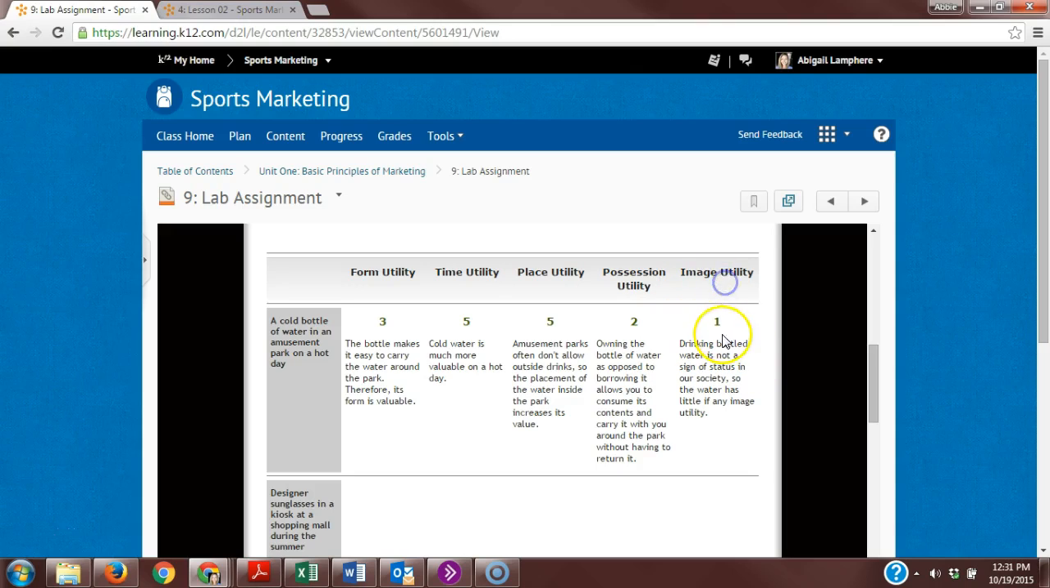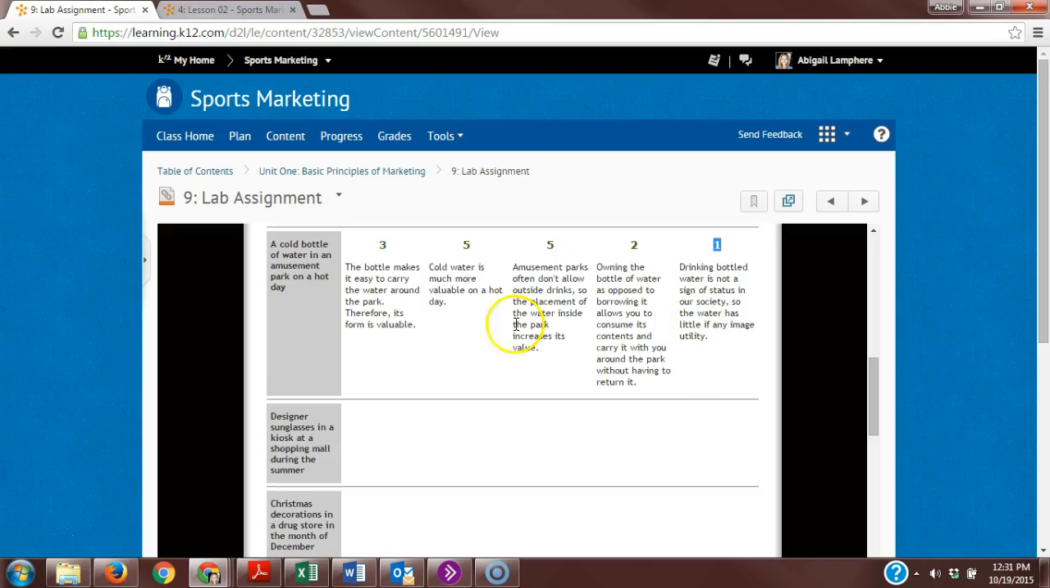And then image utility. Drinking bottled water is not necessarily a sign of status, so the water has little, if any, image utility. So that's why it gave it a 1. When you see an individual drinking a bottle of water, that doesn't usually have anything to do with their status with that type of bottled water.